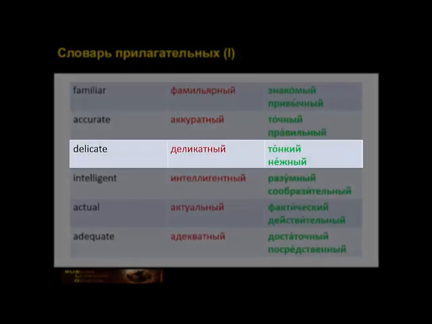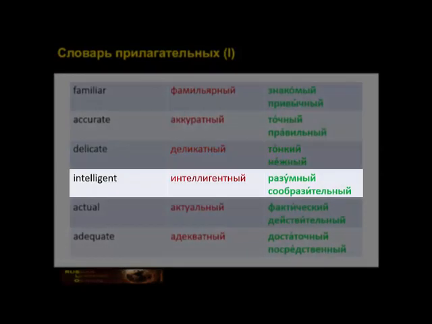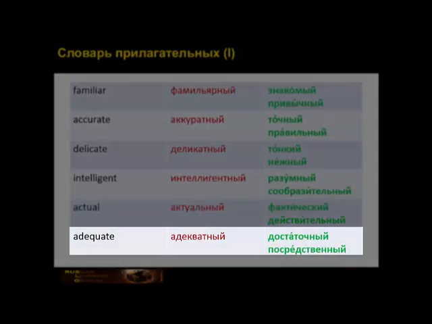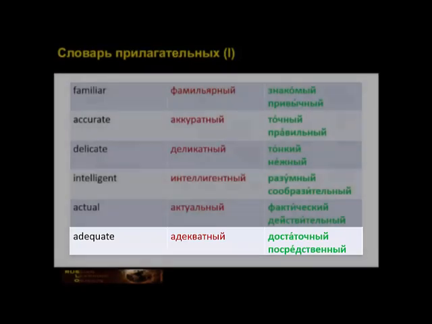Delicate is тонкий, which is also subtle or thin. It can also be нежный, which is closer to tender. An intelligent person is разумный, just умный, or сообразительный. Actual is фактический or действительный. Adequate is closest to достаточный, or more judgmentally, it can be посредственный.